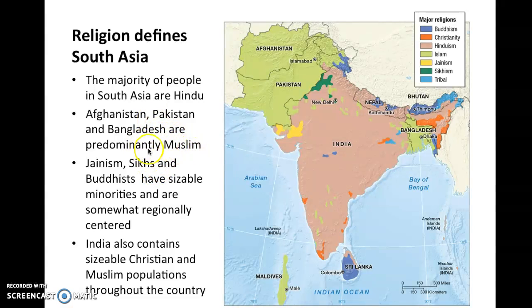So Afghanistan, Pakistan, and Bangladesh are your predominant Muslim countries in the region. Jainism, Sikhism, and Buddhism have sizable minorities and are somewhat regionally centered. The other thing about those religions is even though on the surface India does not discriminate against other religions, there have been considerable conflict, particularly between Sikhs. The Sikhs are up in this region here. Sikhs and Hindus, very sizable conflicts. India also contains sizable Christian and Muslim populations throughout the country, so they're kind of scattered around.